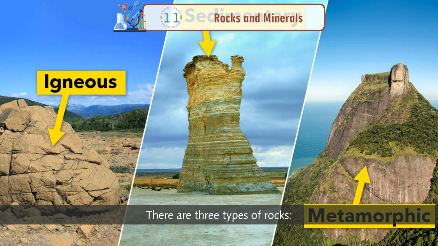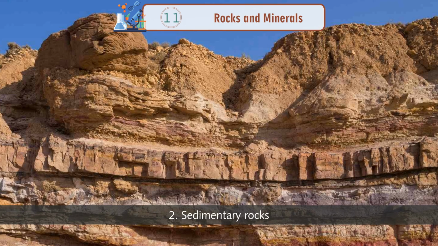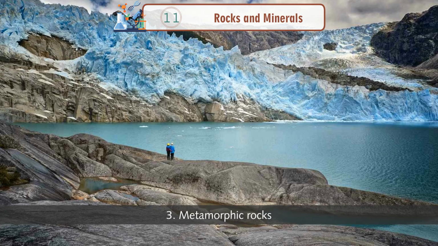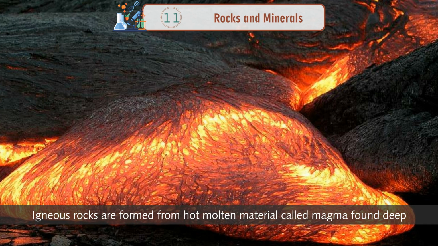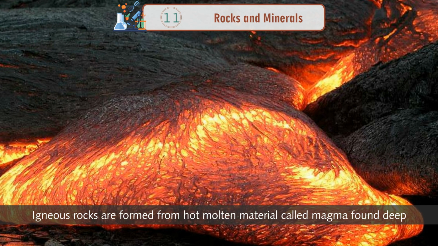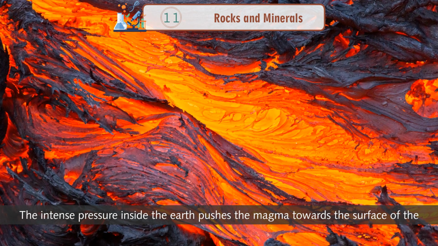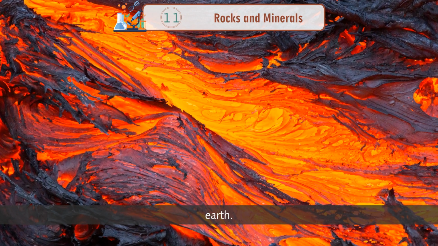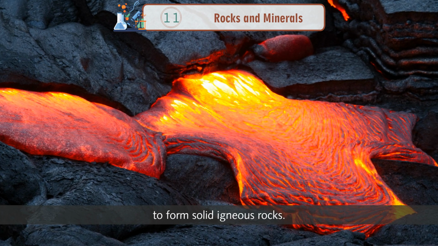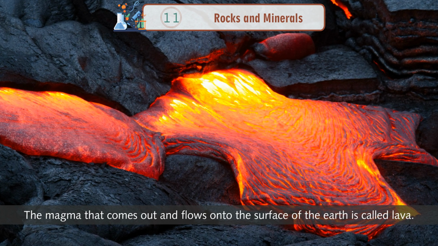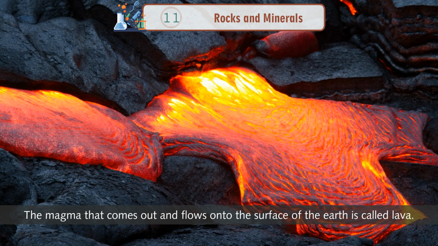Types of rocks. There are 3 types of rocks: 1. Igneous rocks, 2. Sedimentary rocks, 3. Metamorphic rocks. Igneous rocks. Igneous rocks are formed from hot molten material called magma found deep inside the earth. The intense pressure inside the earth pushes the magma towards the surface of the earth. As the magma moves towards the earth's surface, it begins to cool and hardens to form solid igneous rocks. The magma that comes out and flows onto the surface of the earth is called lava.